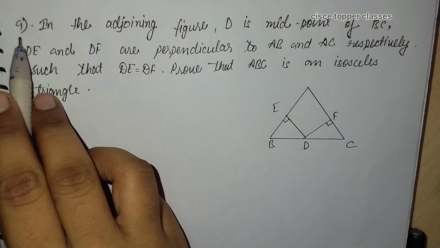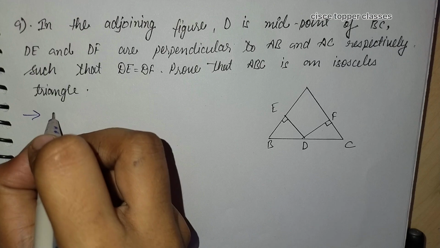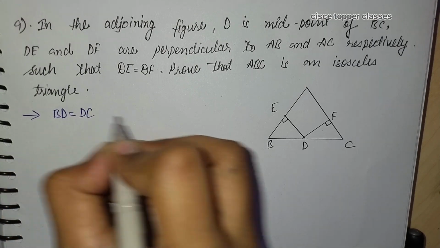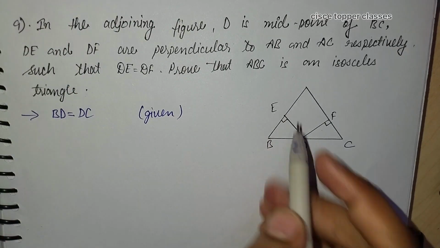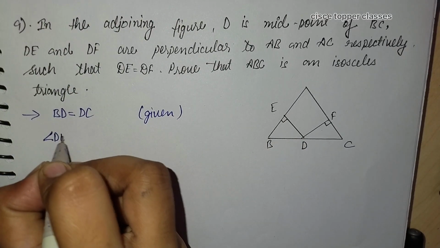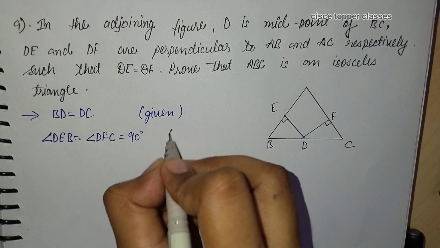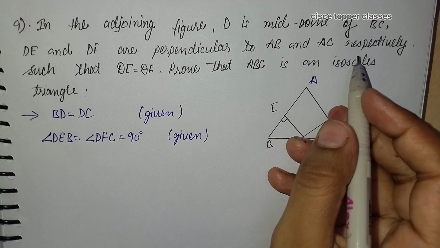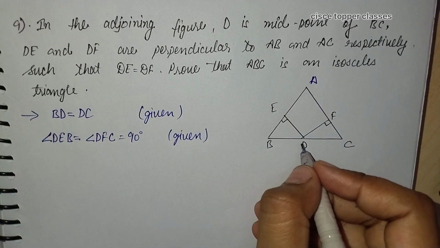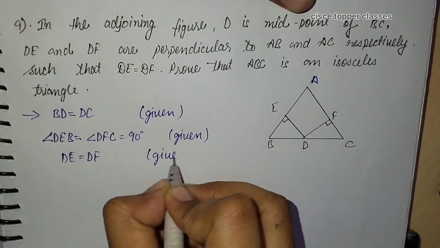Now let us solve the ninth question here. In the adjoining figure, D is the midpoint of BC. Means from here we can say BD is equal to DC. This is given as D is the midpoint here. Again DE and DF are perpendicular, means angle DEB equal to angle DFC is equal to 90 degrees. This is also given to us because they are perpendicular to AB and AC respectively, such that DE is equal to DF, means this line is equal to this line. So here we can say that DE is equal to DF. This is also given to us.